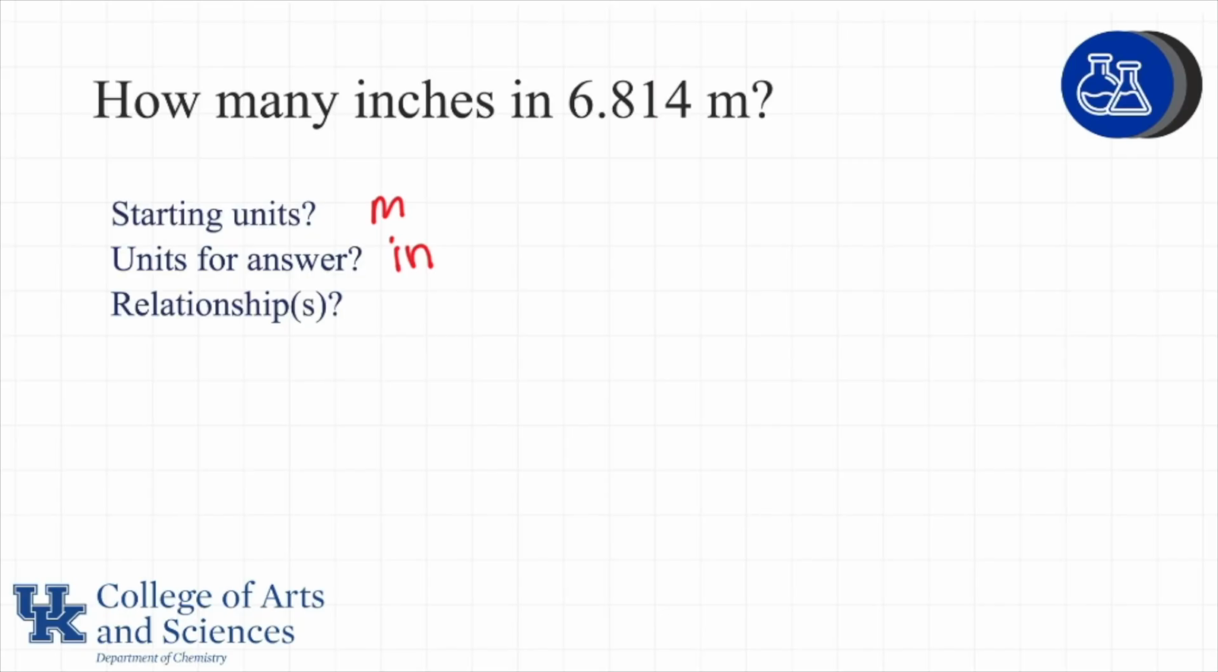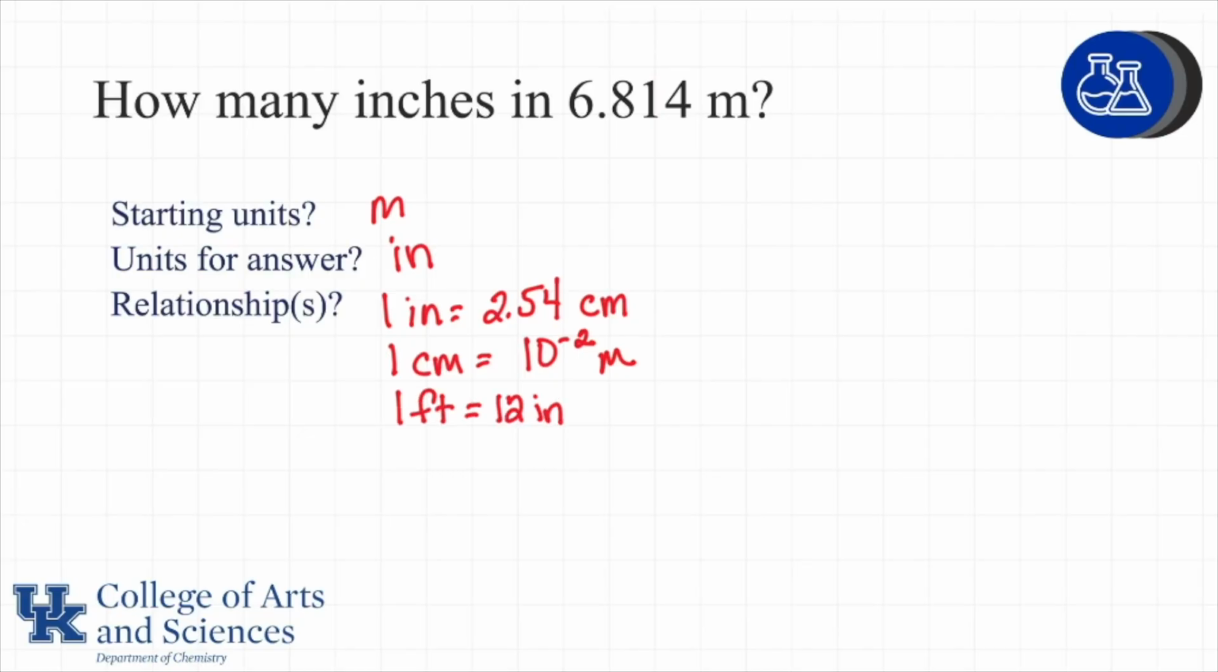And what I'm going to do next is write down the relationships that I know that might help me get from meters to inches. So if we have 1 inch equals 2.54 centimeters, 1 centimeter equals 10 to the minus 2 meters, and 1 foot equals 12 inches. So these are the relationships that I thought of that might be useful in solving this problem. So I just wrote them all down. I may not need all of them, and that's okay.